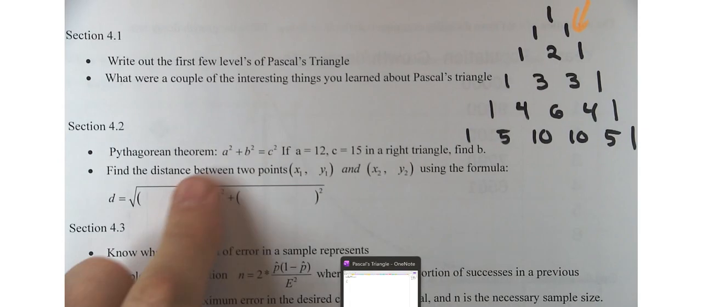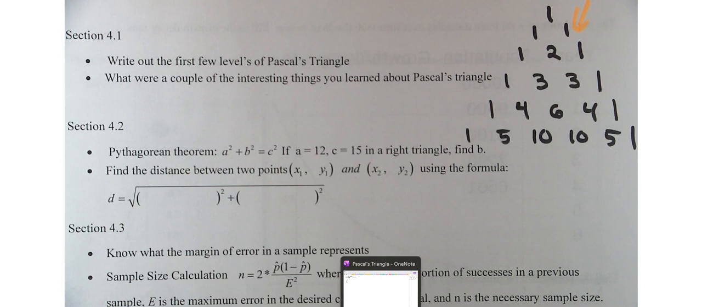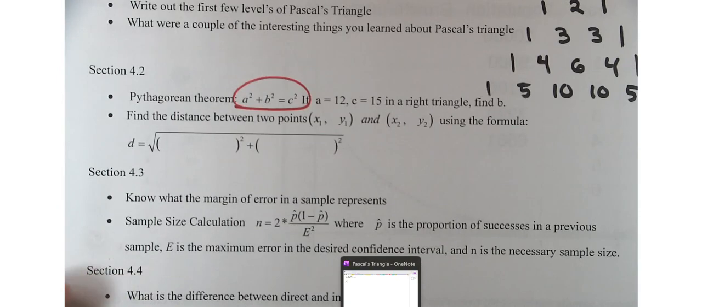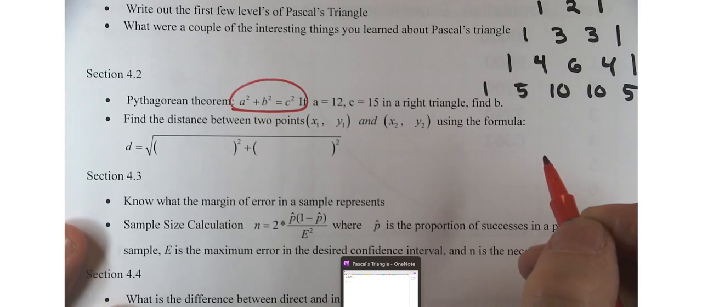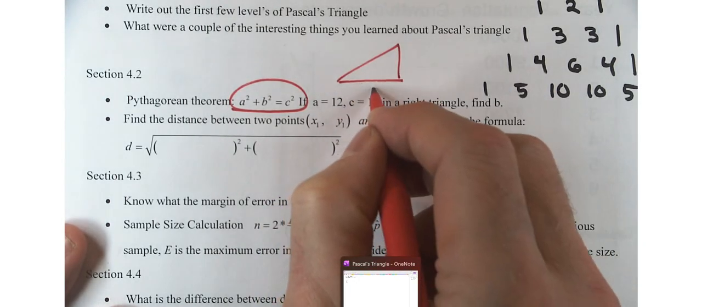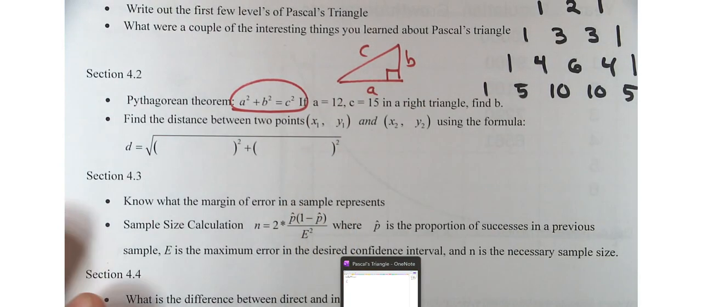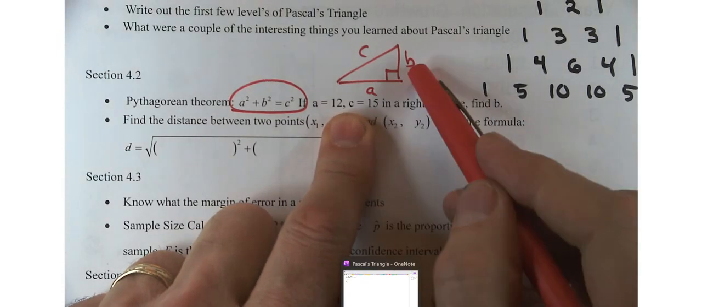Pythagorean theorem. We spent some time with that. That's one thing that most people remember years after they've gone through their math class: a squared plus b squared equals c squared. That applies to what kind of a figure? Right triangles, A, B, and C. This is your 90-degree angle. That's where you get this. You should be able to solve for the missing side if you're given a right triangle.